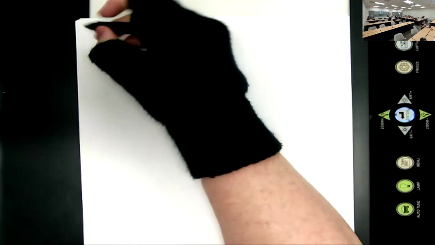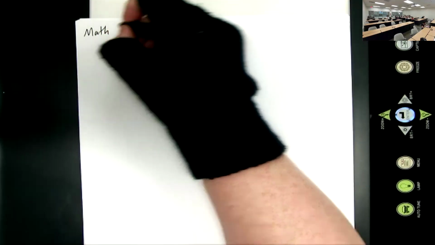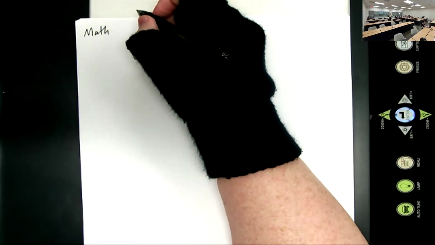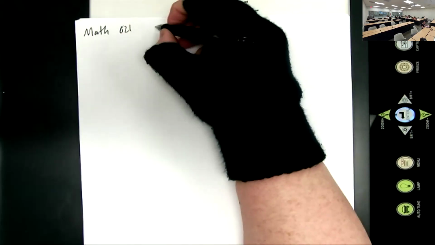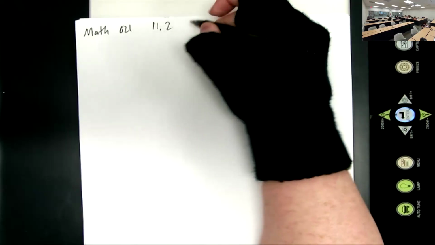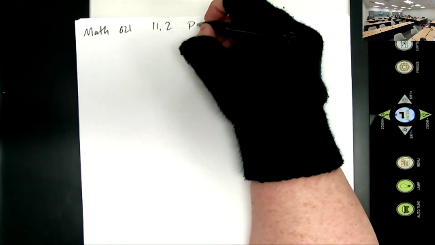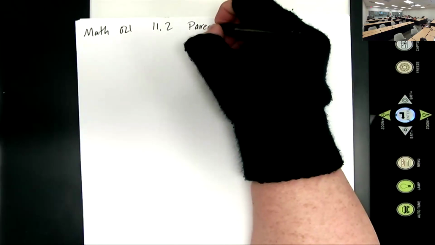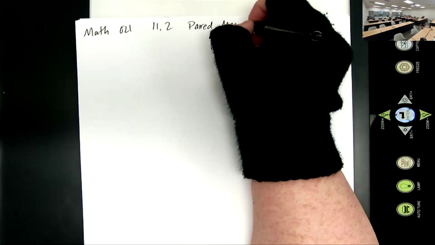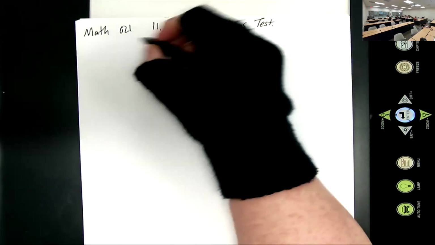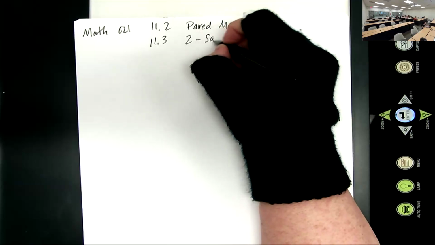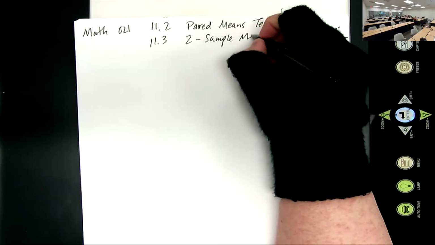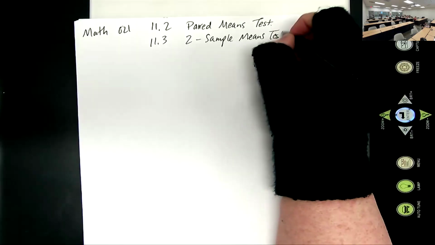Let's dive in, we're gonna do 11.2 and 11.3 today. After this, we've only got 3 more sections for the entire semester. So 11.2 is called the paired means test. And 11.3 is on a 2-sample means test. That's independent, not paired.